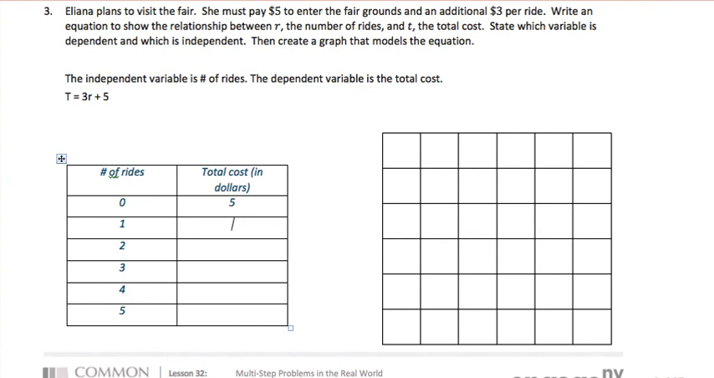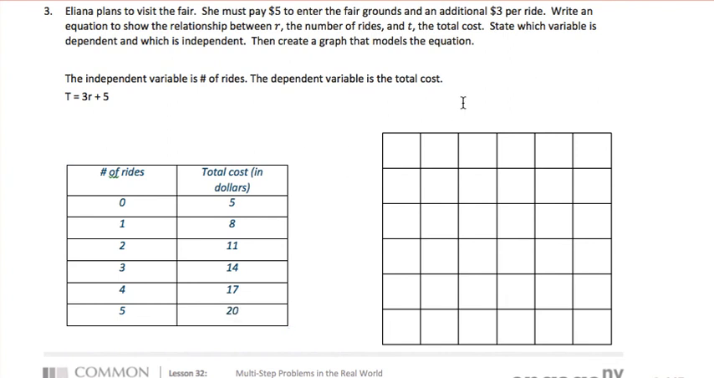3 times 1 plus 5 is $8 if you ride 1 ride. 3 times 2 is 6 plus 5 is 11 for 2 rides. For 3 rides, 3 times 3 is 9 plus 5 is 14. For 4 rides, 3 times 4 is 12 plus 5 is 17. And for 5 rides, 3 times 5 is 15 plus 5 is 20.